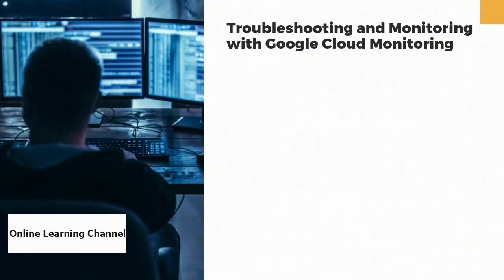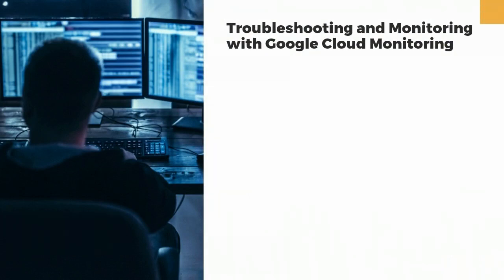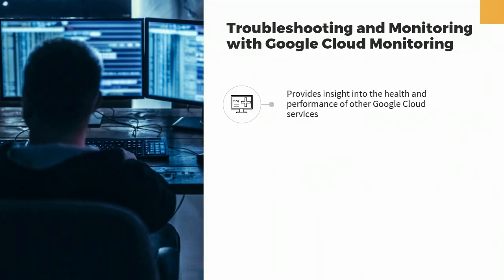In this video, we're going to describe the use case for configuring Google Cloud Monitoring to track and troubleshoot within the Google Cloud Platform. Let's first talk about troubleshooting and monitoring that's built inside of Google Cloud Monitoring. Google Cloud Monitoring is just a service that allows us to monitor or provide insights into the health and performance of all of our Google Cloud services in one location.